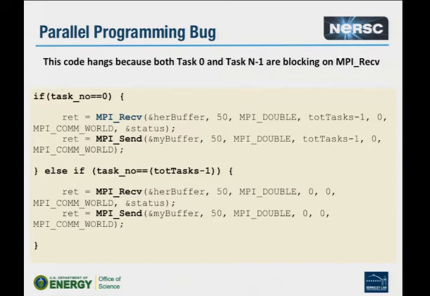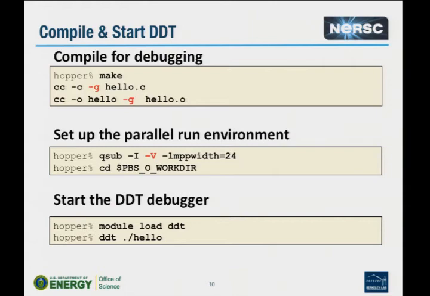So I'm going to give a quick example of DDT, but this is kind of a generic way all these debuggers work, TotalView in particular. So you first compile for debugging with the -g flag.